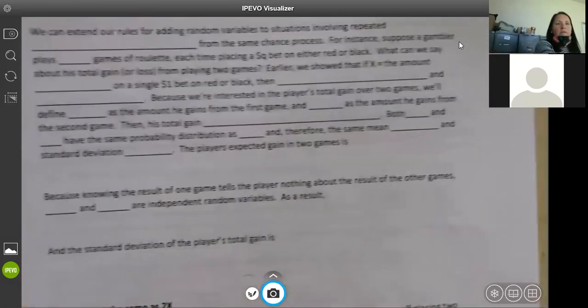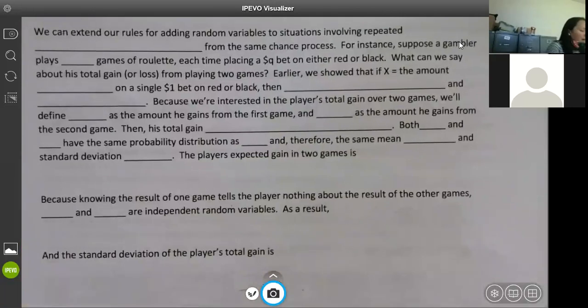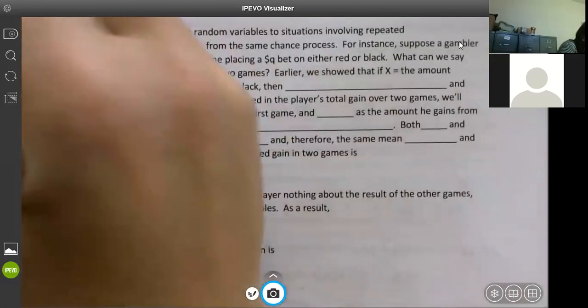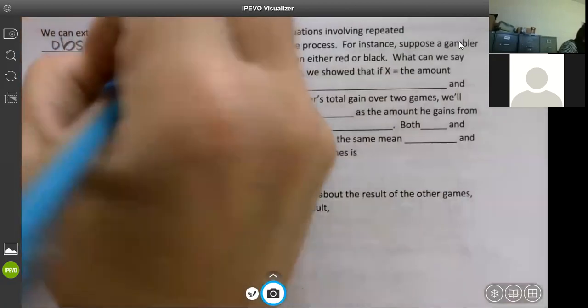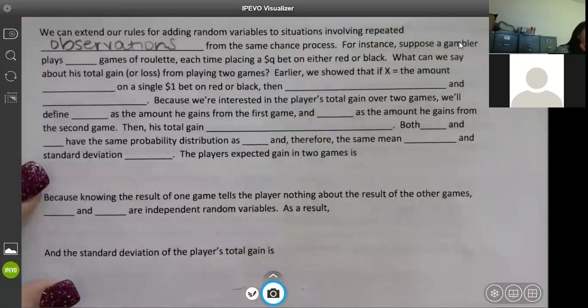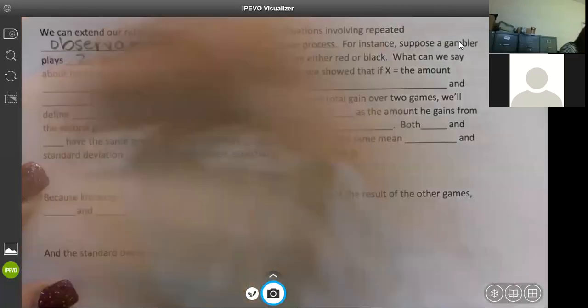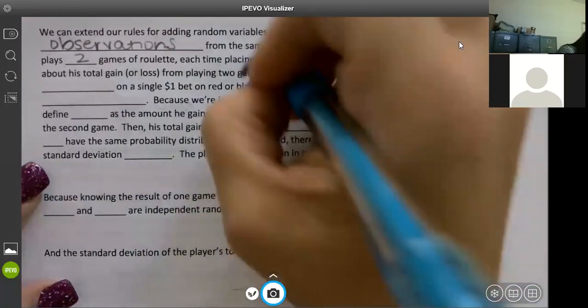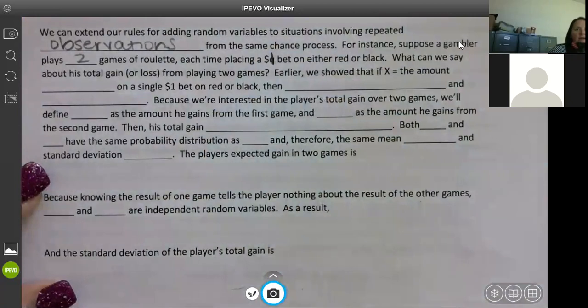Okay. So we can extend our rules for adding random variables to situations involving repeated observations from the same chance process. For instance, suppose a gambler plays 2 games of roulette. Each time, this should say a $1 bet. There are tons of mistakes in this, and I am so sorry. What can we say about the total gain or loss from playing 2 games?